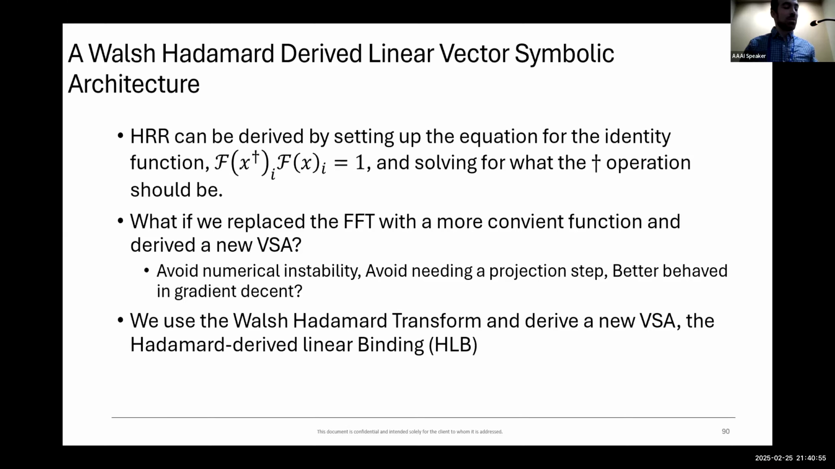But if you want to support my ego and vanity, the last thing I was going to talk about was a new VSA we developed by basically rederiving the HRR, but replacing the FFT, because it's got some numerical instabilities, with a numerically more well-behaved alternative, the Walsh-Hadamard transform. And we did this so that we could hopefully have a VSA that's both good at classical VSA tasks, but also good in differentiable applications. And that's what we generally saw.